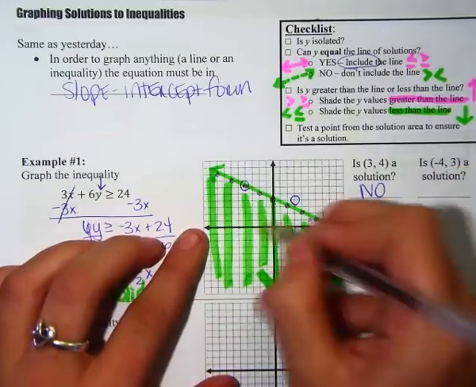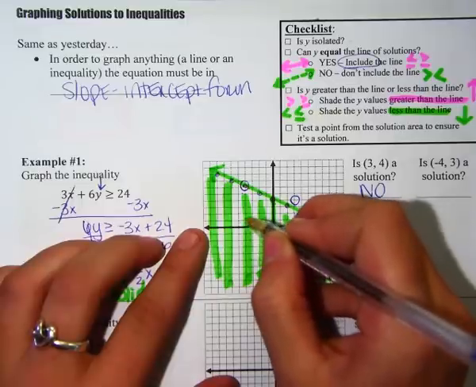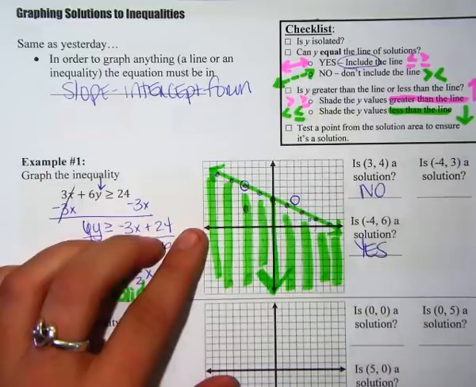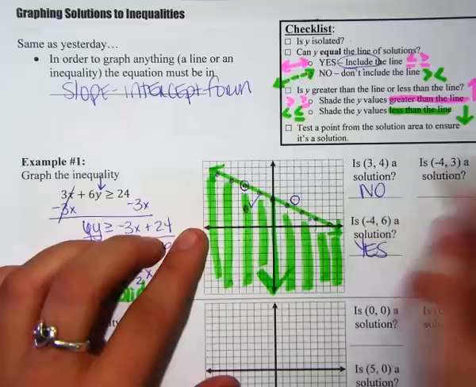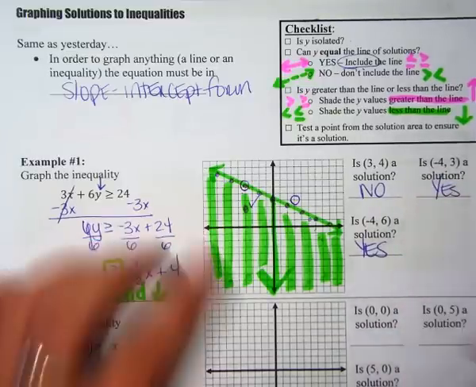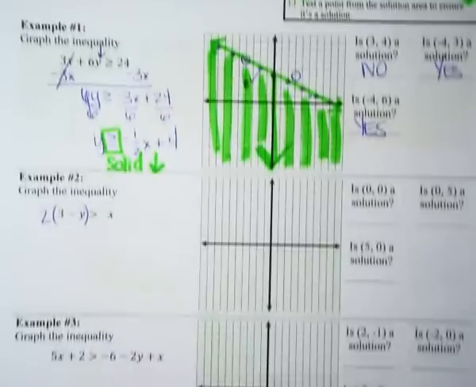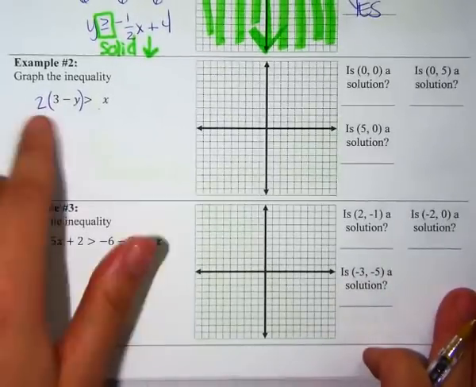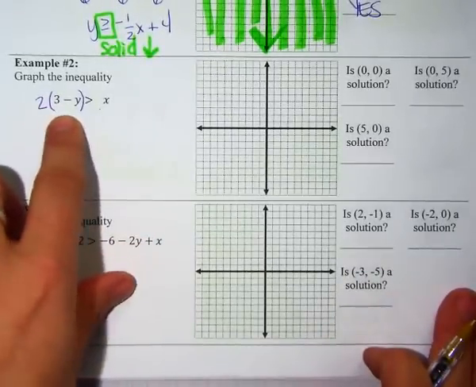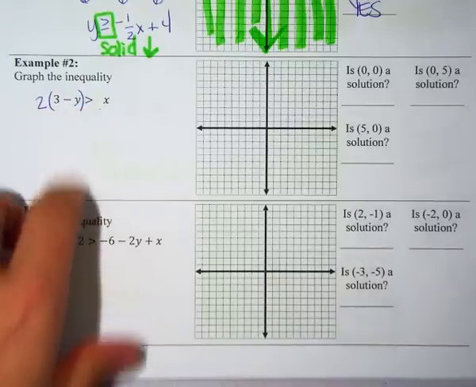Is negative 4, 3 a solution? It's in the shaded region. So yes, it is. Let's move on to example 2. Example 2, I have changed. Okay, I changed it to 2 times the quantity 3 minus y is greater than x.